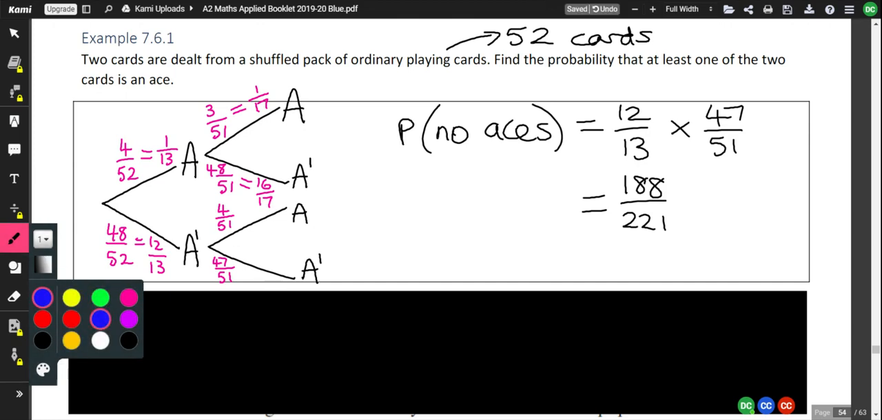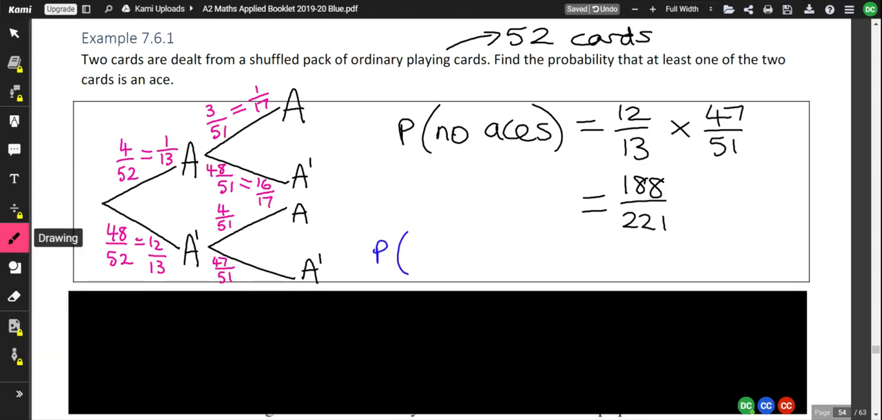So now to answer the question, the probability of getting at least one ace is going to be one take away the chance of getting zero aces, which is 33 over 221.